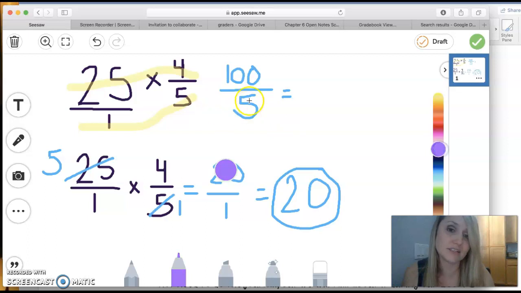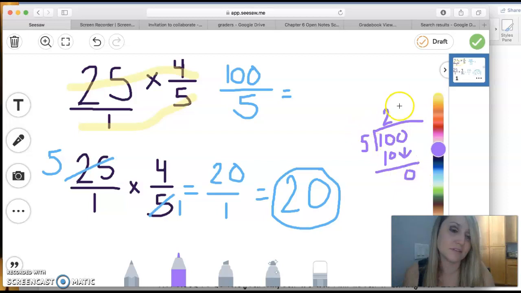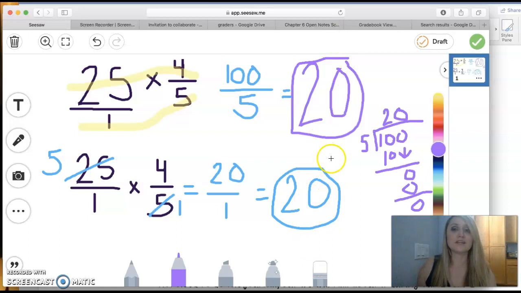And if you had done this here, you could do the way that we've been doing it, but it just makes it a little easier. So 5 goes into 10 twice, 2 times 5 is 10, bring down our 0, 5 goes into 0 0 times, 0 times 5 is 0, and then, so our answer would be 20. Okay, so again, you can do it either way. I'm just showing you so that you can see that it's going to be the same answer either way. But the nice thing about this is you reduce it early on, so then that way you don't have to go through all of this here.